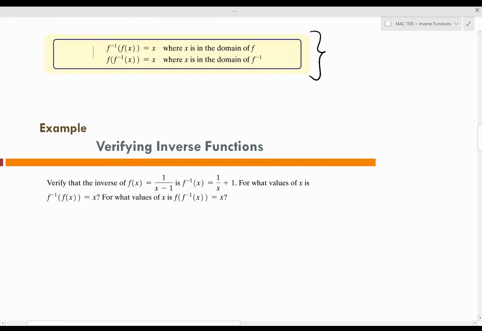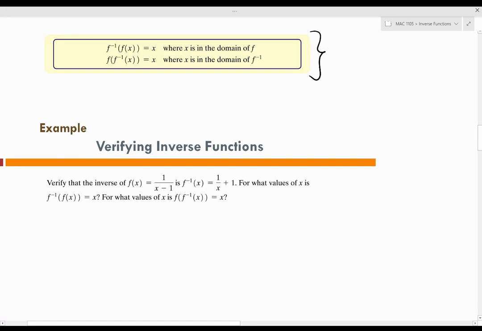So the first problem that we have says: verify that the inverse of f of x equals 1 over x minus 1 is the inverse of x equals 1 over x plus 1. For what values of x is the function composed of the inverse equal to x? And for what values of x is the inverse composed of f of x equal to x? So there are actually three parts of this problem. We're going to have to do two compositions, and then we're going to have to find the domains of each of them, because they want to know for what values of x this is satisfied.